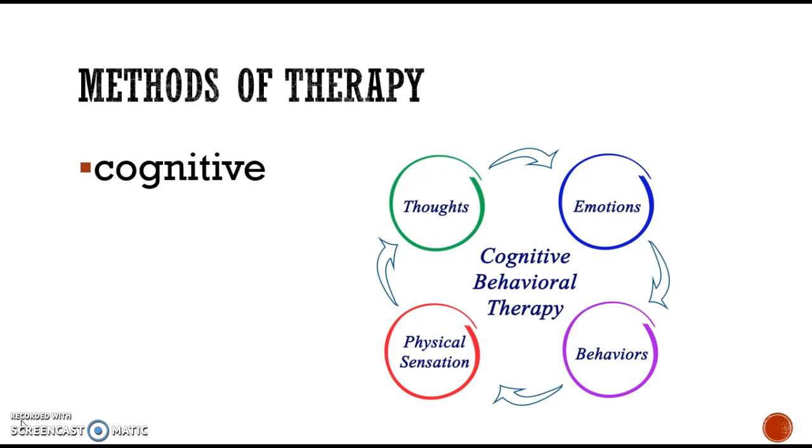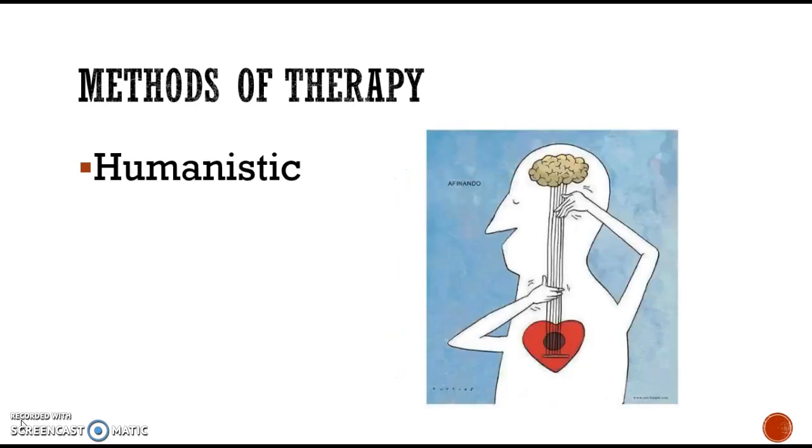Albert Ellis also used REBT to look at your rational thoughts and your behaviors and how all of that was connected. So if you're looking at the way you're thinking about things, you should think automatically, oh, this is a cognitive method of therapy. Humanistic therapy, remember we talked about Abraham Maslow and also Rogers as our two influential humanists.